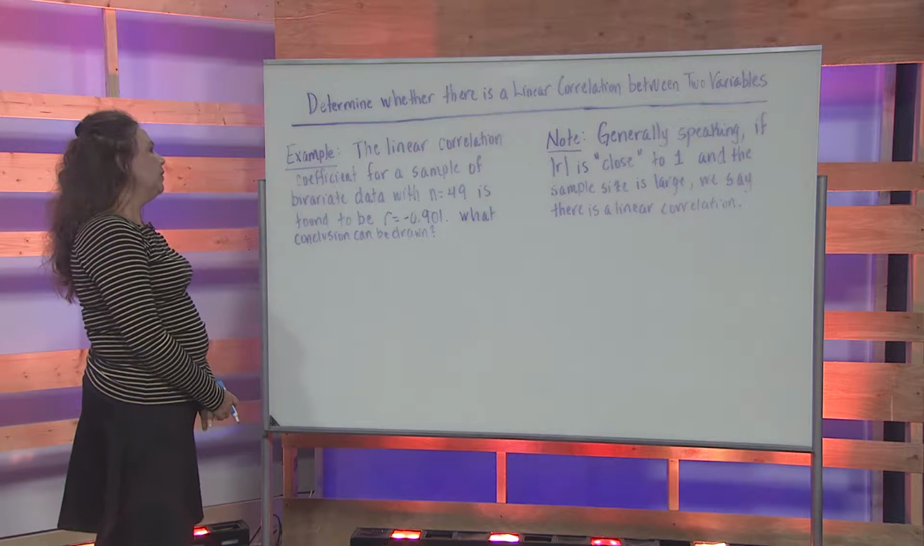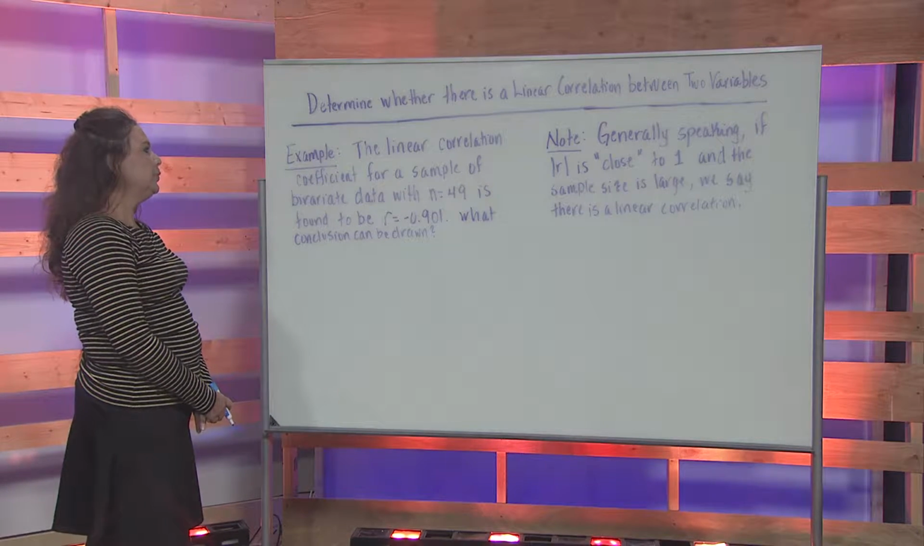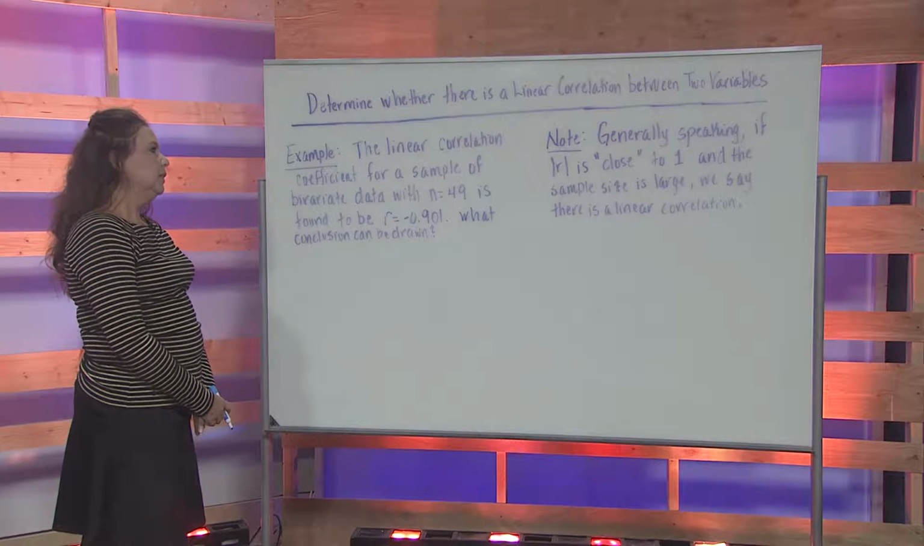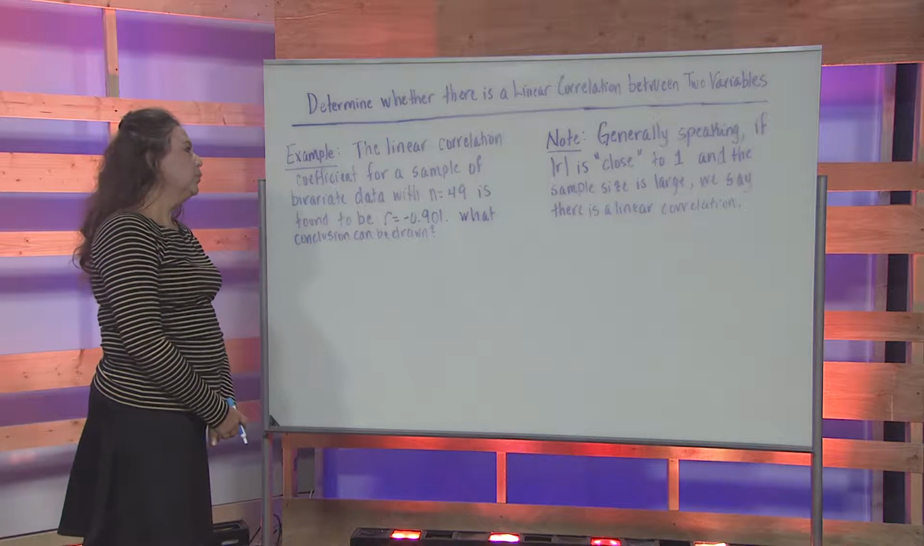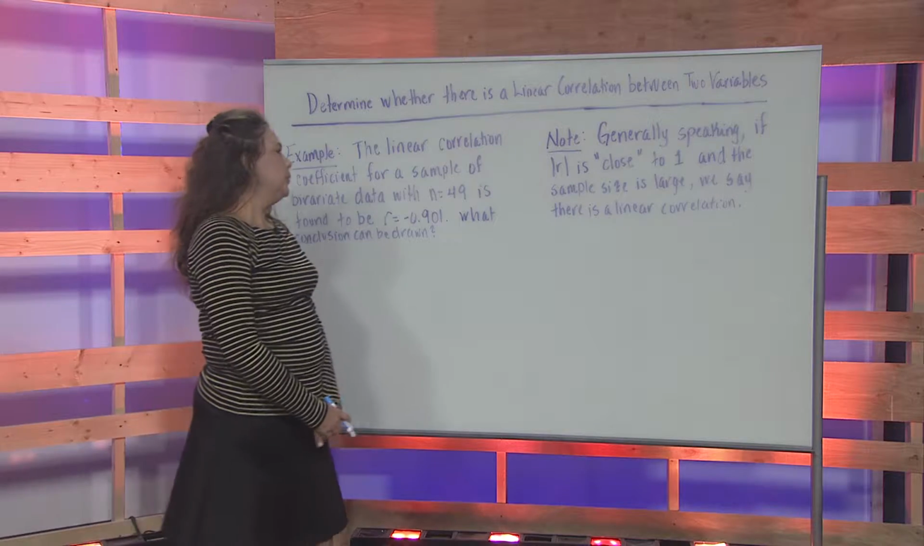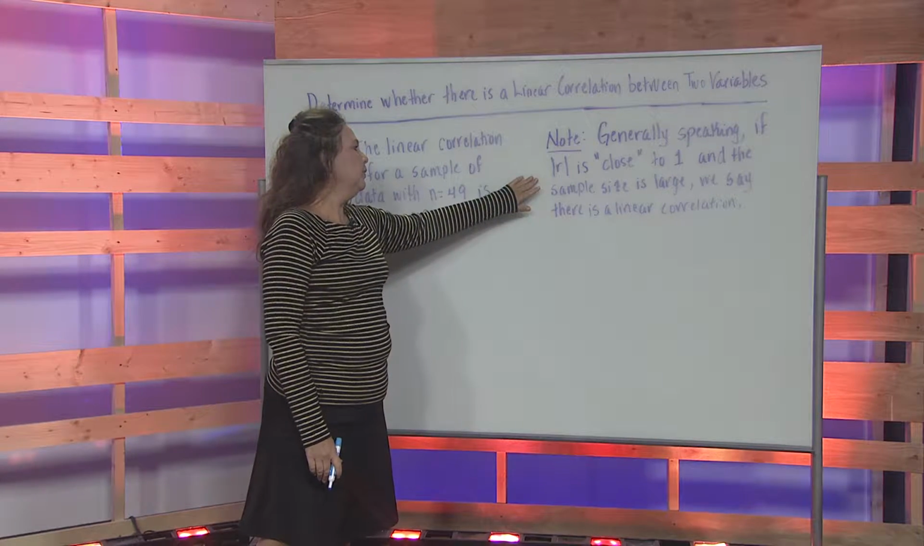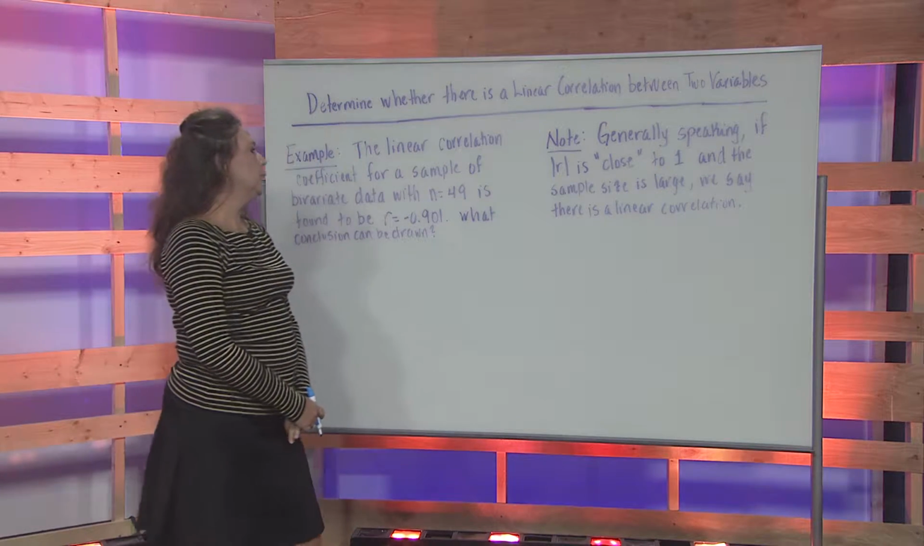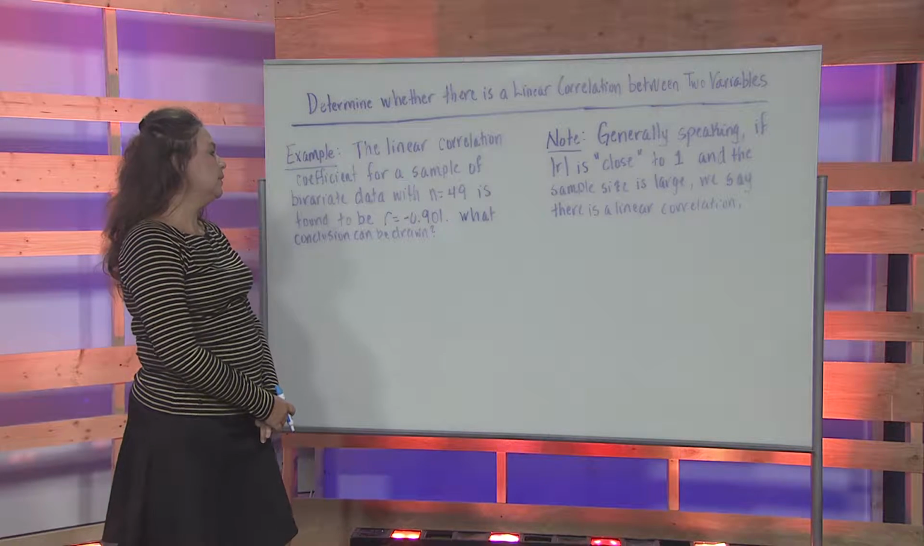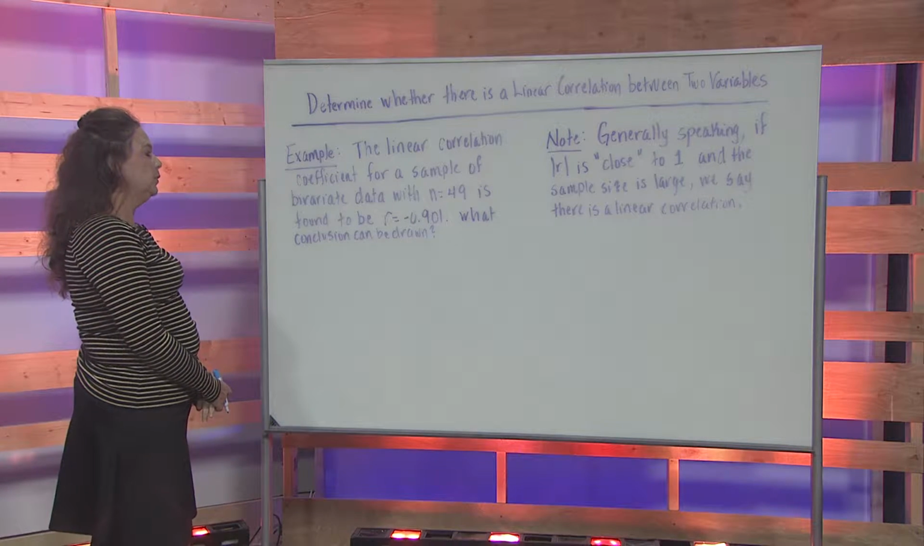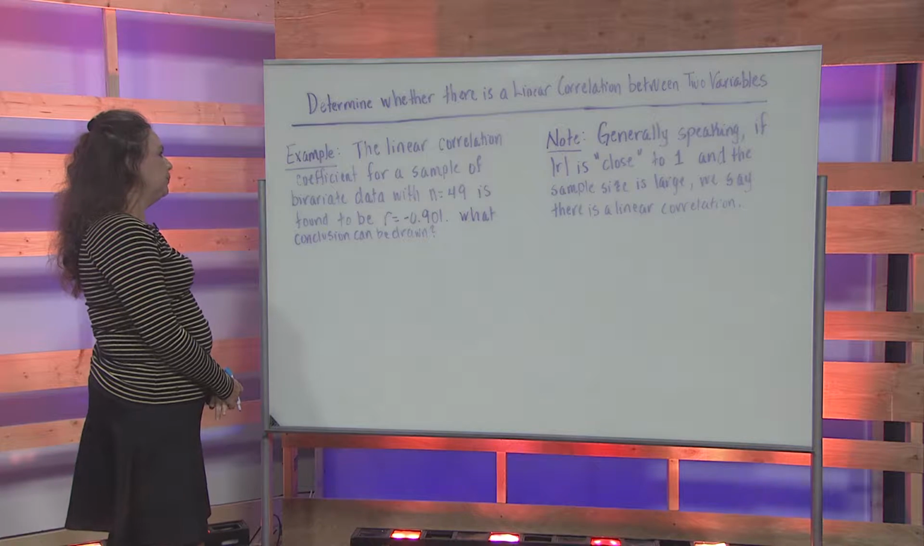Video, we're going to determine whether there is a linear correlation between two variables. And generally, we're talking about x and y. So generally speaking, if the absolute value of r is close to 1 and the sample size is large, we say there's a linear correlation between the paired data.